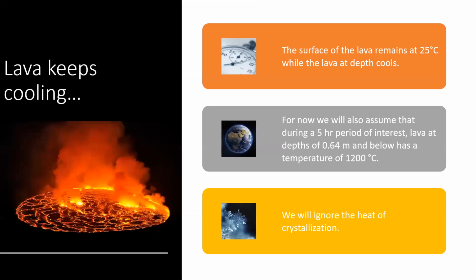So then we will also ignore the heat of crystallization. That is the heat that must be removed from a liquid as it freezes at a constant temperature, which is what's actually happening right now in this example. And I put this picture because we usually think of freezing as when you freeze water, but in this case, we're actually talking about magma, lava in this case, crystallizing.